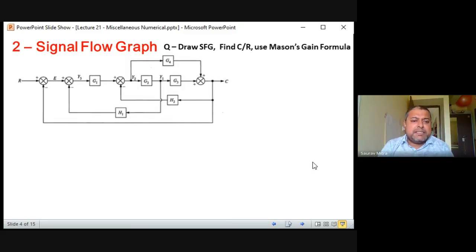Next numerical is again a little different, because what we are doing is, first I have given you a block diagram. So this is very important numerical, please mind it. Here, how to draw the signal flow graph, that is the first question. So how to draw the signal flow graph? For that, first you have to draw the forward path, the main central forward path, that is this path R to C, this main forward path you have to draw, and how many nodes are there.